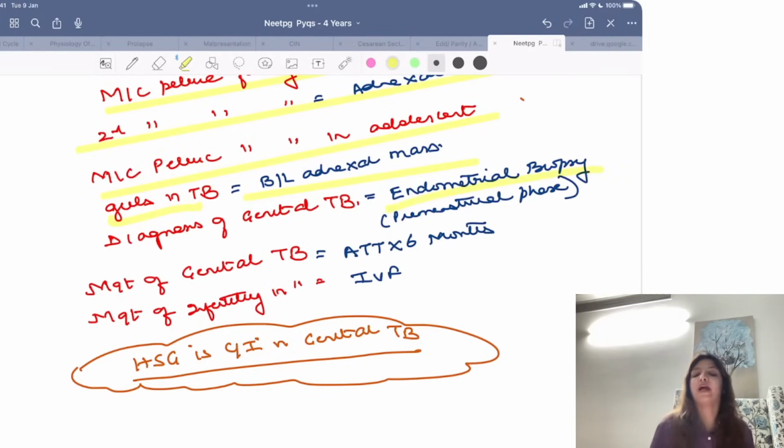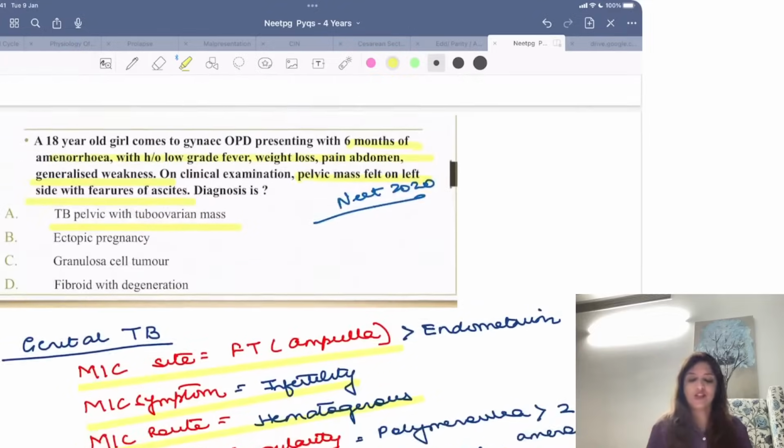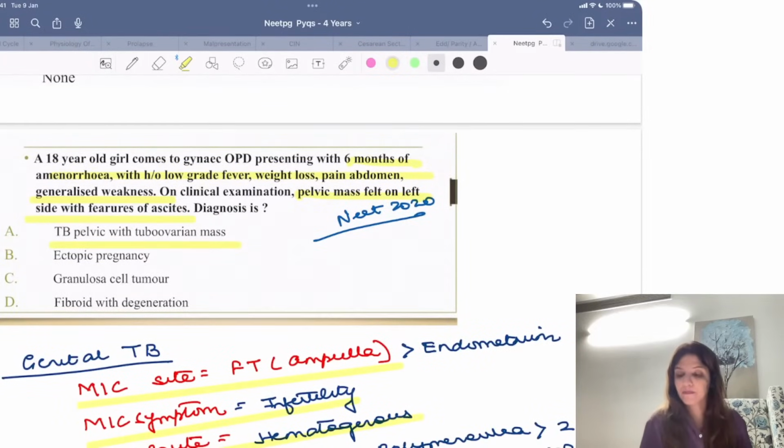For diagnosing genital TB, you do pre-endometrial biopsy in the premenstrual phase. Management of genital TB is you have to give ATT for 6 months. Management of infertility in a TB patient is you have to go for IVF. HSG is contraindicated in genital TB patients, right?